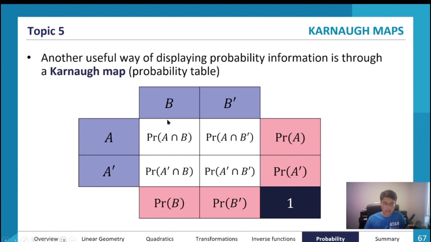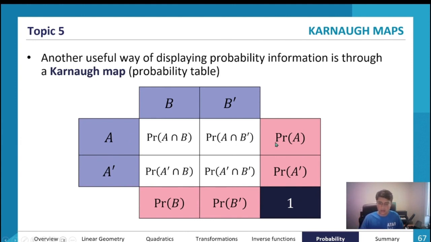And you can see here, in the columns and the rows, we've laid out the probabilities of A and B happening together, or A and not B happening together, or not A and B happening together, or neither of them happening together.